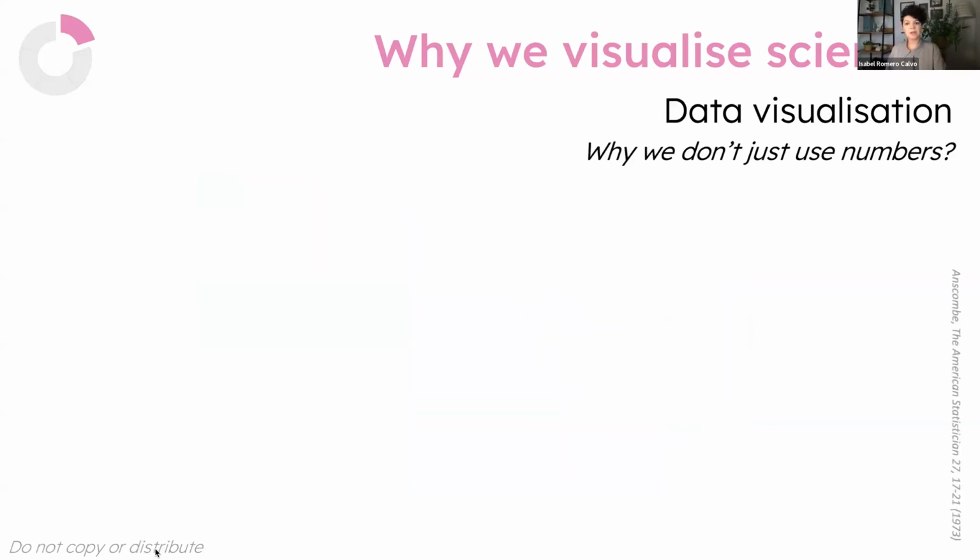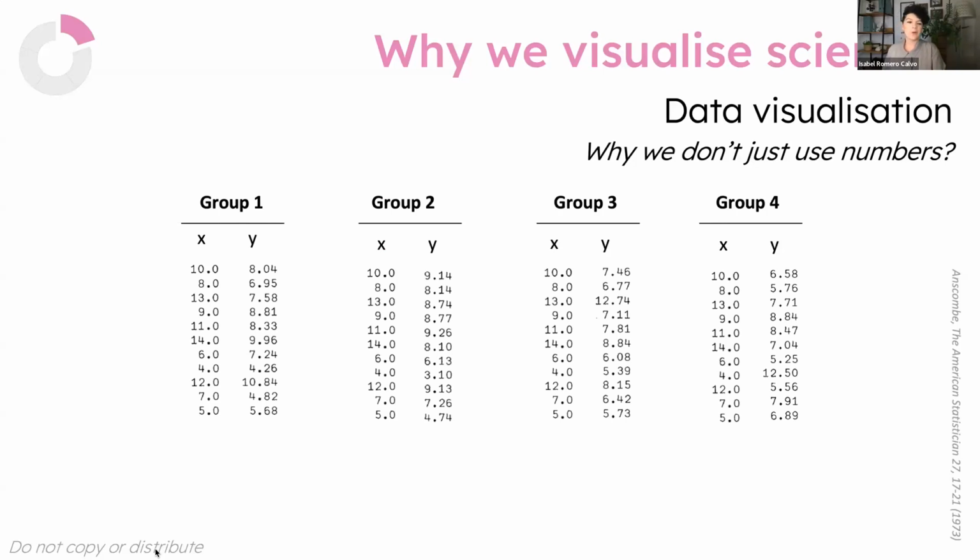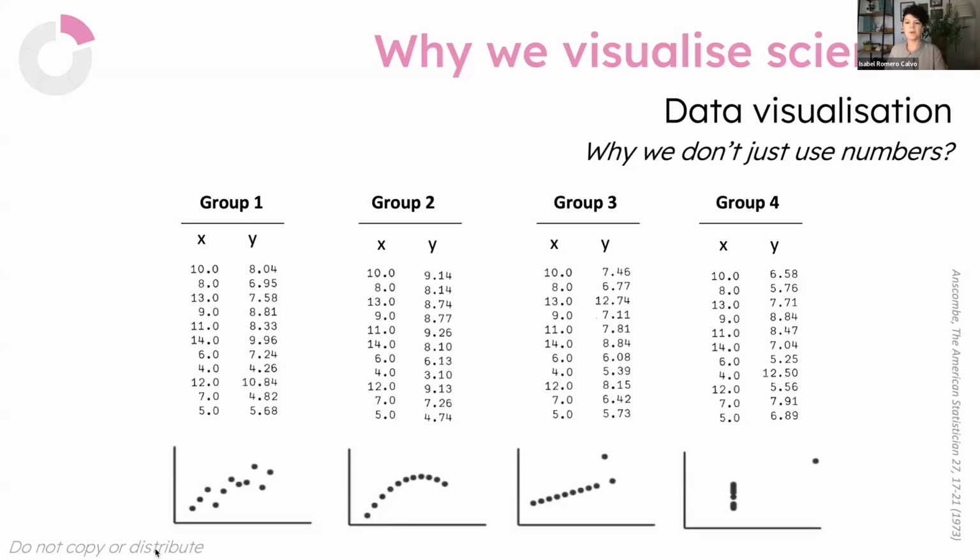For the same reason, I could ask you why we don't just use numbers. What we are discussing today is nothing new. This is a paper from 1973 that already started thinking of scientific visualization, data visualization, and why we care. If we see these 4 different groups, we probably can see a trend. If we take our time, we can see what is happening in each section. But if I show you a plot of each of the groups, you can right away get the message. And this is why we care.